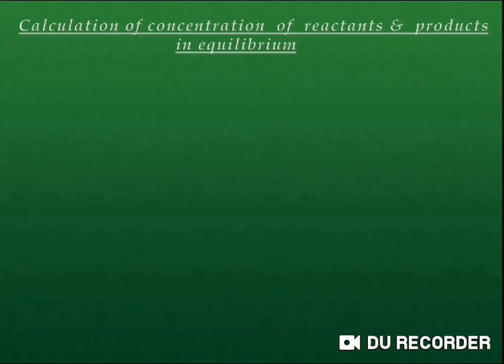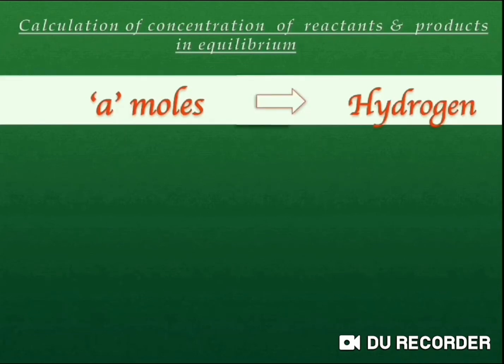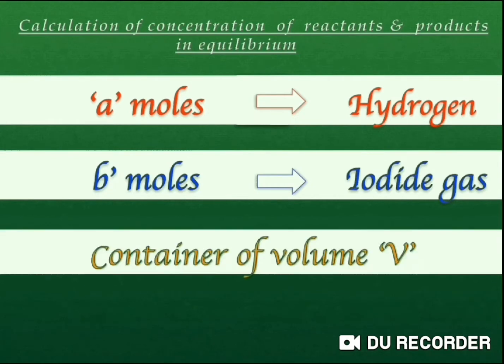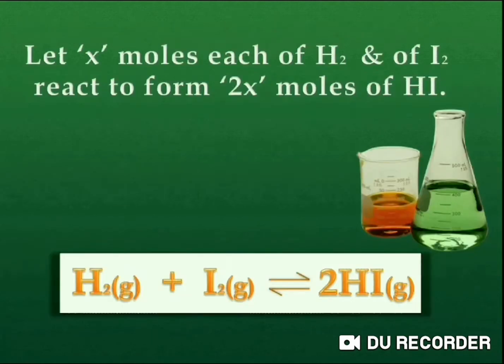To calculate that, let us consider A moles of hydrogen and B moles of iodine gas in a container of volume V. It is also given that X moles of hydrogen and iodine react to form 2X moles of hydrogen iodide, X moles each of hydrogen and iodine. From this we have the equation H2 plus I2 gives 2HI.